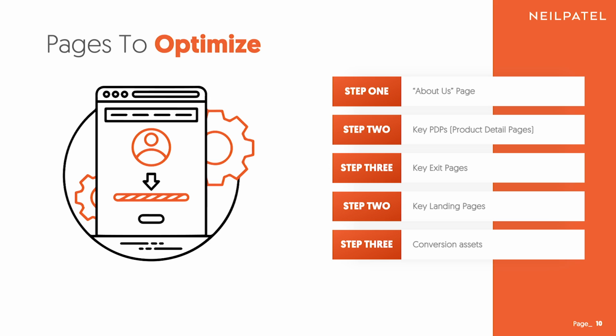So if I were you, there's a lot of pages that you could optimize, anywhere from your about page to your key product details pages, to your exit pages, your main landing pages, your conversion asset pages. There's a lot of pages. And as you can see, I'm not just doing step 1, 2, 3, 4, 5. There's not necessarily an order on which page is more important than the other because every website is different. If you get 10 times more traffic to your checkout page than you do to your contact page, you probably want to start with your checkout page when it comes to optimization before your contact page.